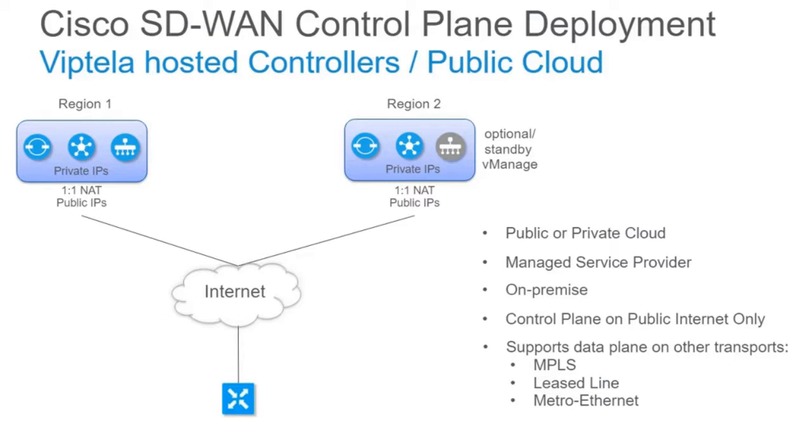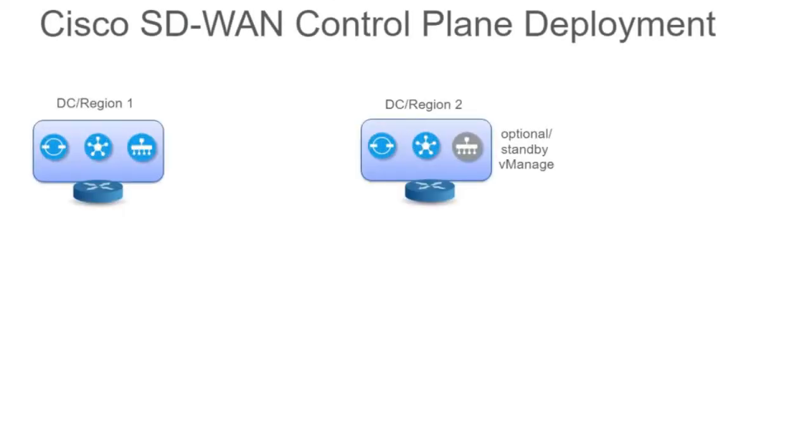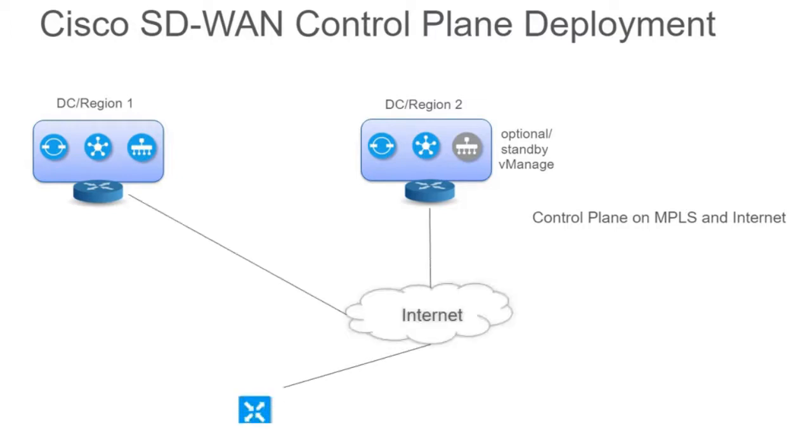public internet. Customers like the simplicity, as VM management of the controllers is done by Cisco, and the customer just has to be concerned about the overlay network operations. There are customers wanting to have control plane over more than just internet. They want to have transport redundancy for their control plane deployment. In other words, they want the control plane to be set up on the internet and MPLS.